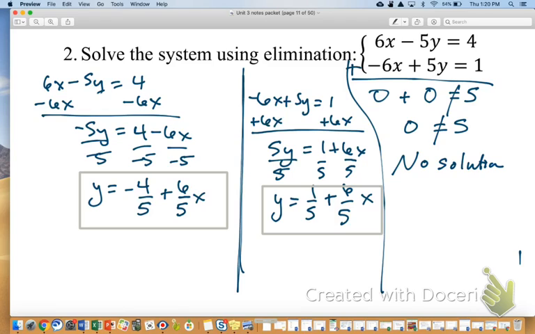Does anybody notice anything interesting about these in slope-intercept form? Something's the same. Same slope. Did you notice that the slopes are the same? Okay, so if the slopes are the same, but the y-intercepts are different, what kind of lines do we have? Now, this is where you're going to make the great connection.